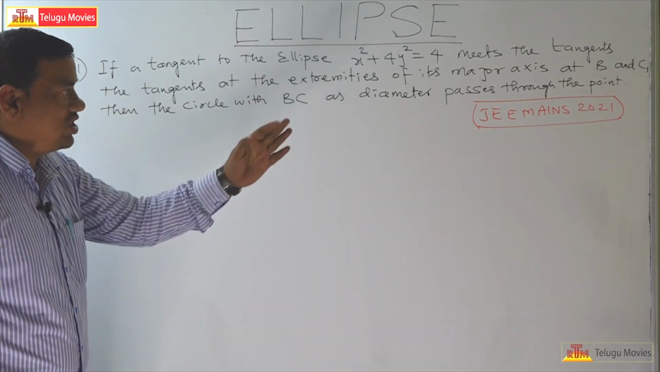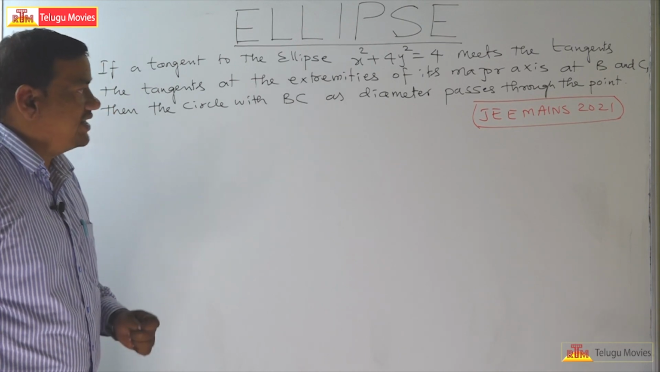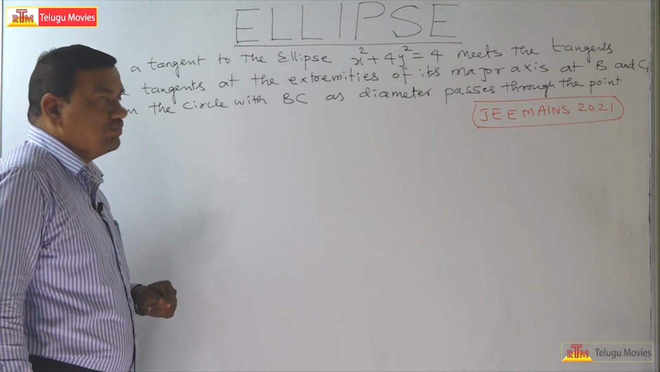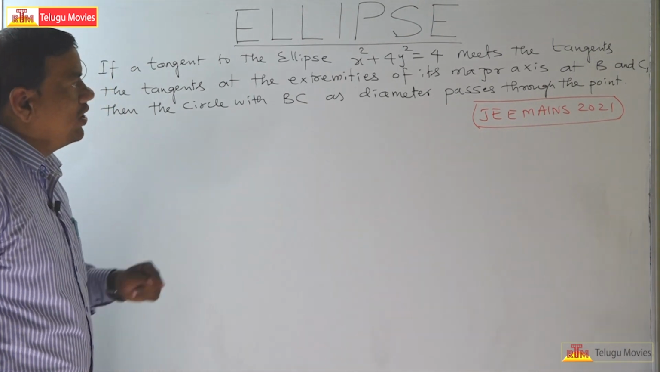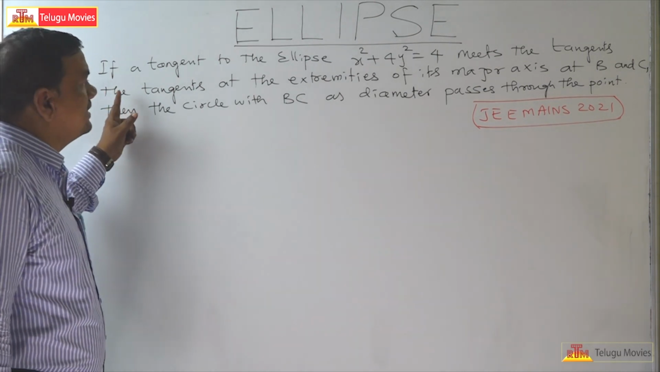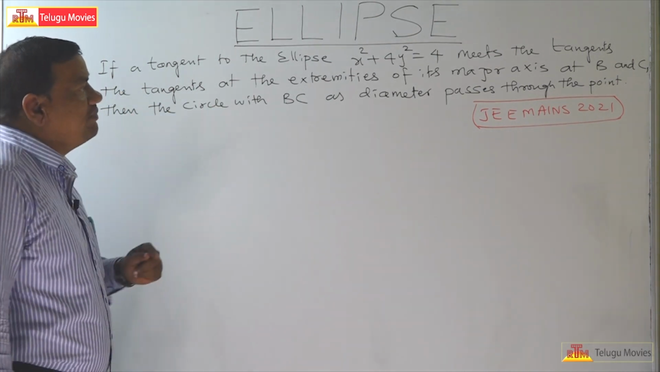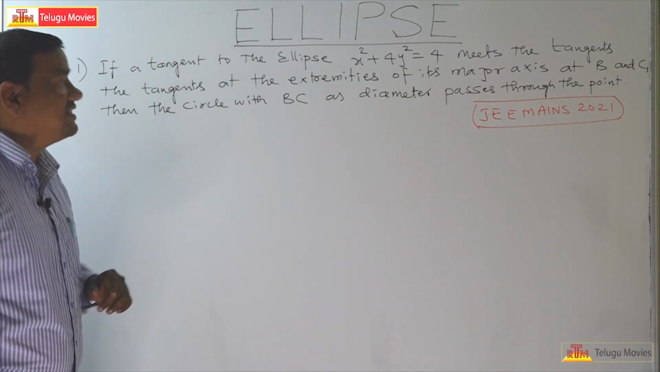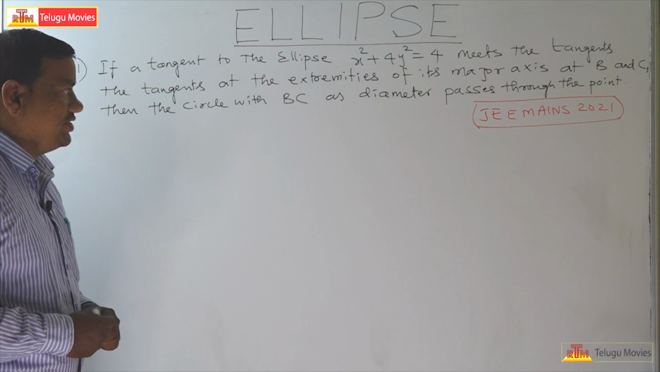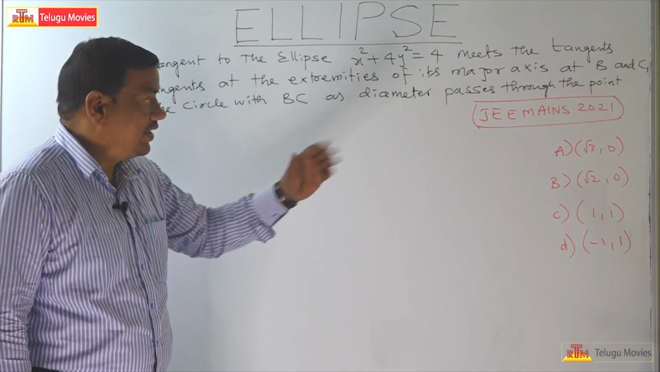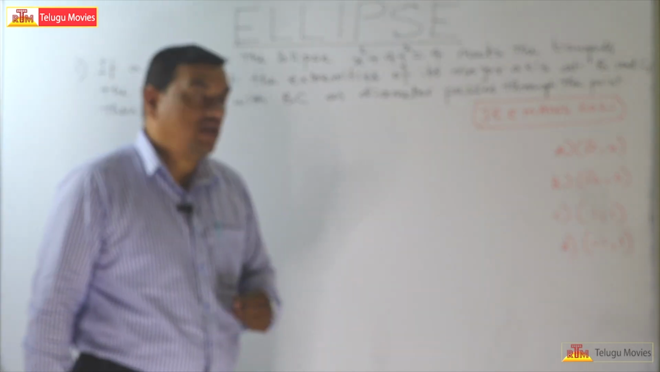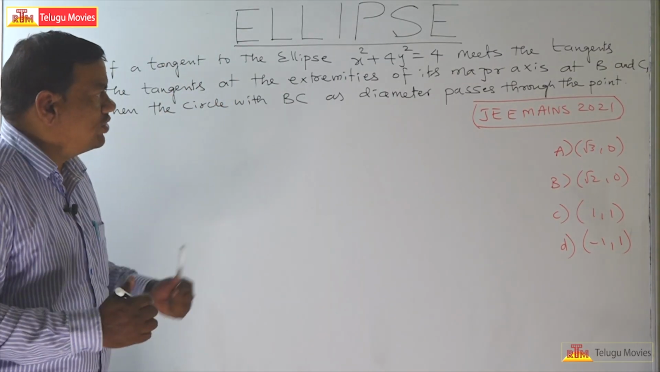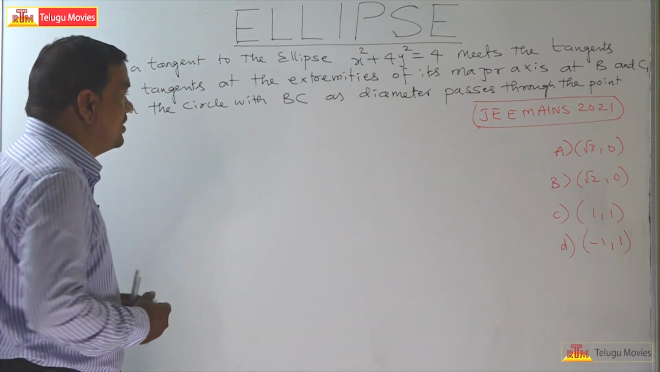See the first problem, it was asked in 2021 JEE Mains examination. If a tangent to the ellipse x² + 4y² = 4 meets the tangents at the extremities of its major axis at B and C, then the circle with BC as diameter passes through the point. The options are A: (√3, 0), B: (√2, 0), C: (1, 1), D: (−1, 1). So first of all, let us try to understand the problem.